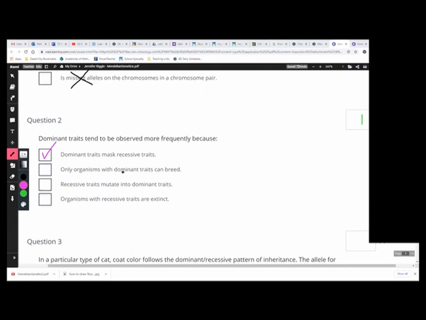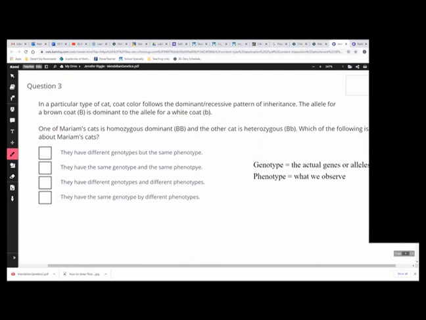Okay, question number 3. In a particular type of cat, coat color follows the dominant recessive pattern of inheritance. The allele for a brown coat, capital B, is dominant to the allele for a white coat, lowercase b. If one of Miriam's cats is homozygous dominant, capital B, and the other cat is heterozygous, which of the following is true about Miriam's cats?